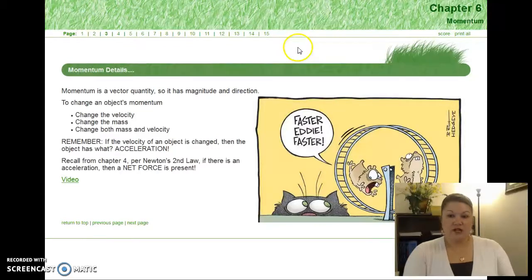Now, if you have a change in velocity, what is that? Oh, that is an acceleration, and we know all about that from studying Newton's second law, right? If you have an acceleration, then you have a net force. So, momentum change, acceleration, net force, all that's rolled together and related to each other. Let's see how that works.